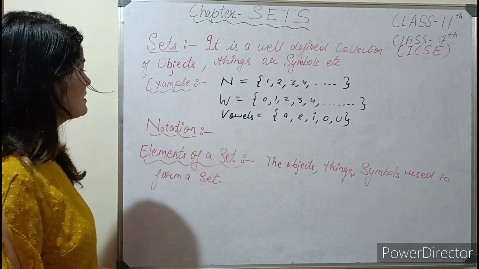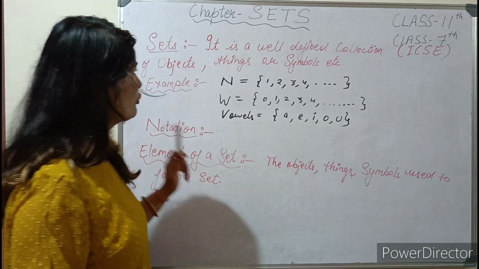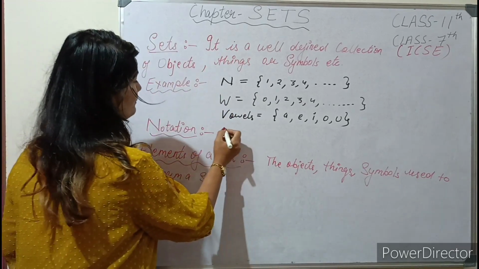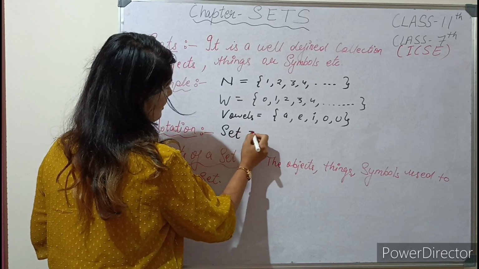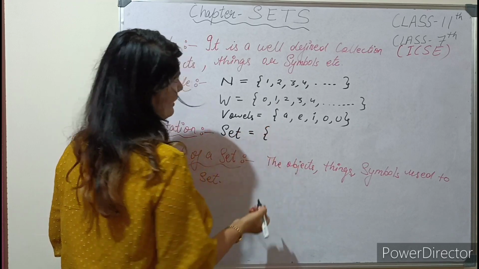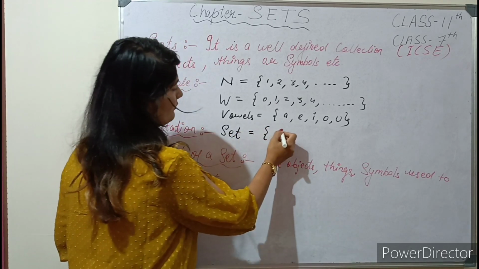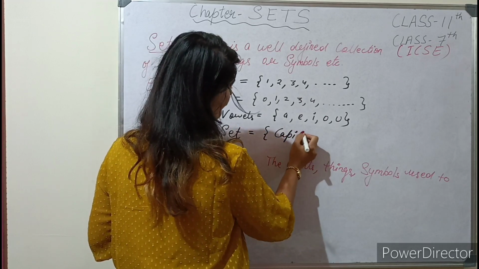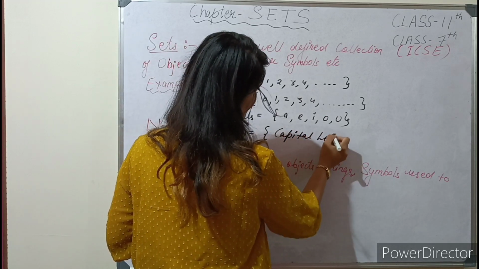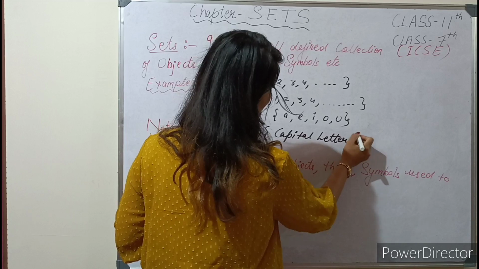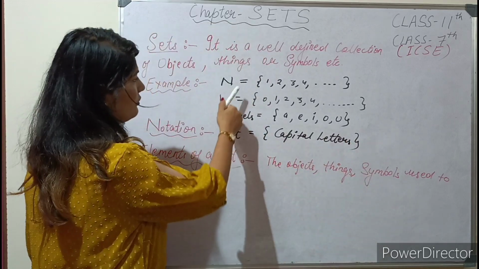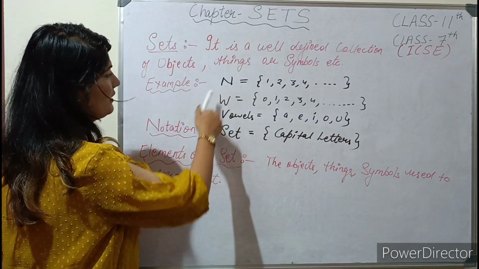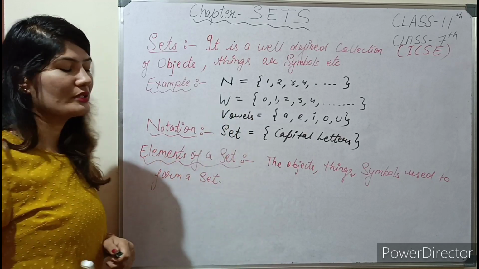Now the next topic is notation. Now how to notate a set? So here the notation of a set is always done by capital letters, capital letters of the English alphabets. You can see here, for natural numbers capital N, for whole numbers capital W.